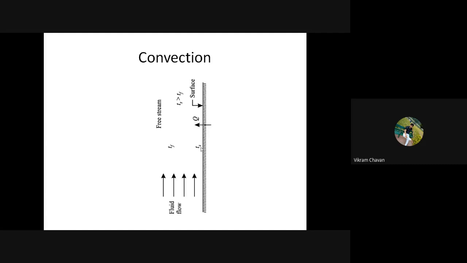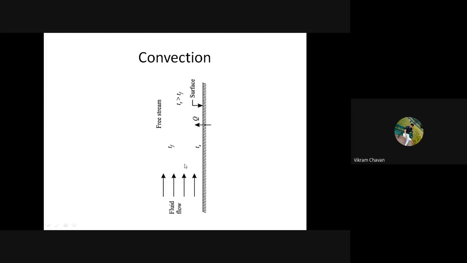You can take the notation as capital T suffix S or small t suffix S; both we can use for temperature. I'm using capital T. Capital T suffix S is the surface temperature of the plate, whereas the surrounding air or surrounding fluid temperature is capital T suffix F, the fluid temperature, and the fluid is flowing over this plate.